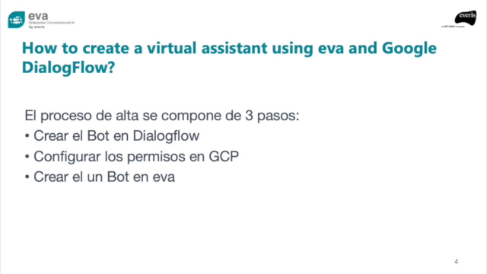Step 1. Create an agent in Dialogflow using the console. Step 2. Configure the permissions in GCP. The last step, create the virtual assistant in EVA using the Dialogflow information of the agent created in Dialogflow.